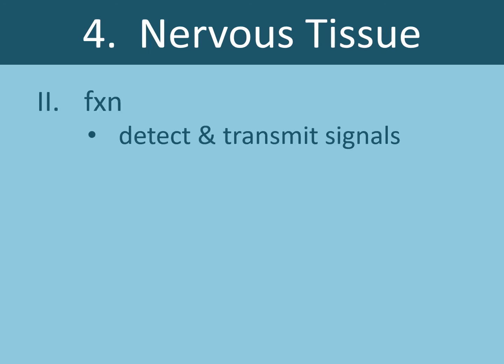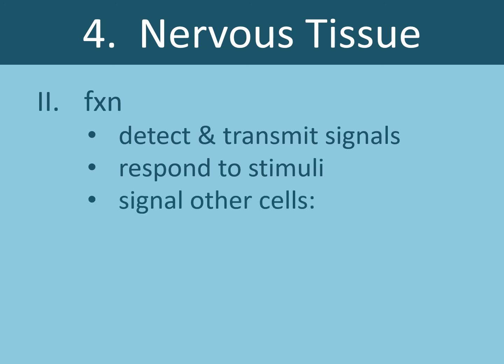The function of nervous tissue is to detect and transmit signals. Nervous tissue responds to different types of stimuli, whether that be pain, pressure, temperature, or light. And nervous tissue sends signals to other cells in our body. Nervous tissue can send signals to other neurons, to muscles, and to glands.